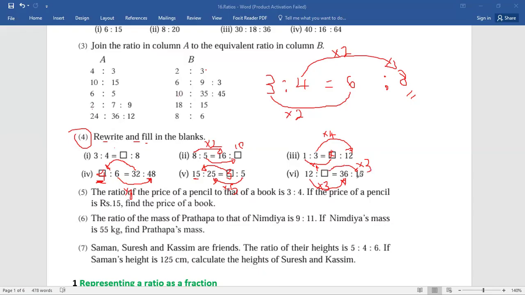The other way around, you have to divide 15 by 3, right? So the empty place should be 5. 3 times 5, it will give you 15, right? Okay, hope you can understand.